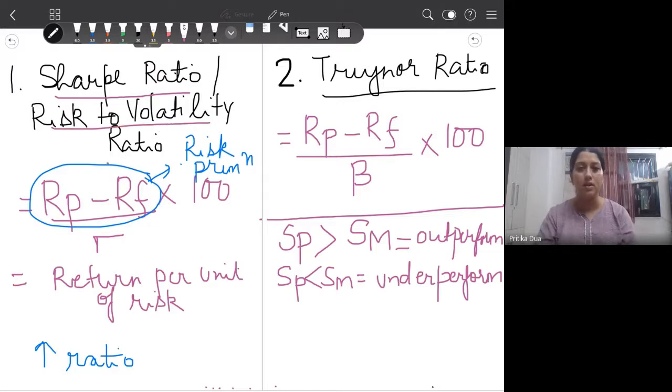Is this clear? Beta is clear. Standard deviation, total risk.